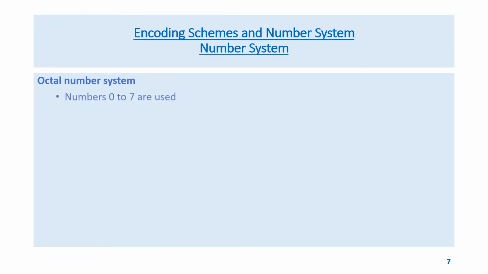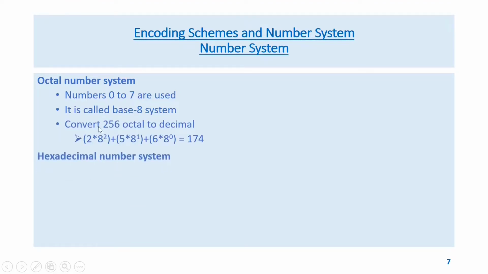Octal number system. Numbers 0 to 7 are used. It is called the base 8 system because it is octal. Convert 256 octal to decimal. Let us see this example. In the case of octal, it is 8. So 2 into 8 square because it is in the 100th position, plus 5 into 8 power 1 because it is in the 10th position, and the unit's position is 6, so 6 into 8 power 0. That is 128 plus 40 plus 6, that is 174.